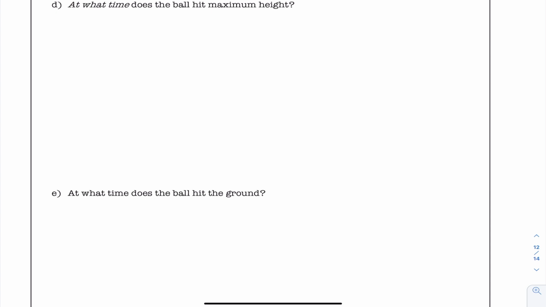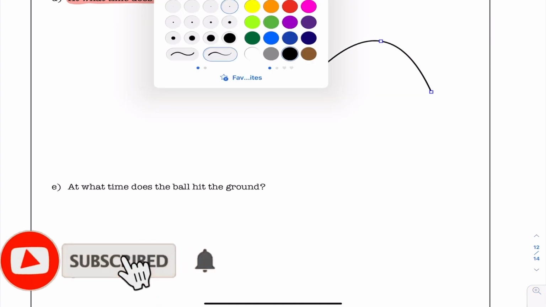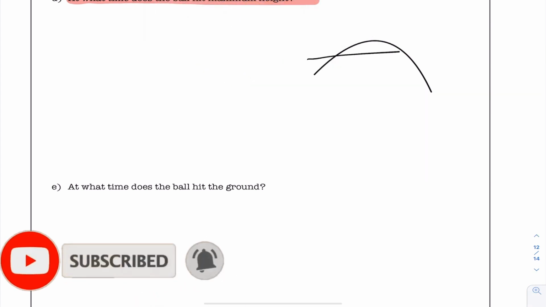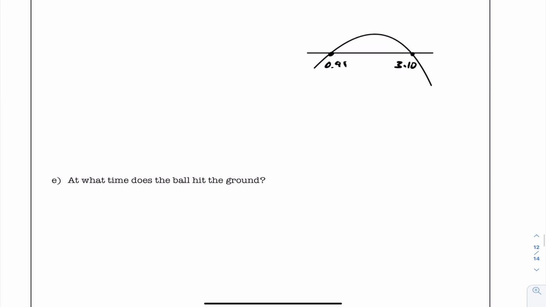Okay, let's continue on. The next part of the question here is asking, at what time does the ball hit max height? If you notice here, this was our original diagram, looks something like this. And I know that if I draw a line going down this way, at 0.91 seconds and at 3.10 seconds, the ball was equal to 2.2 meters. So therefore, these are actually points here. So I know that the exact middle of these two values will give me my axis of symmetry.